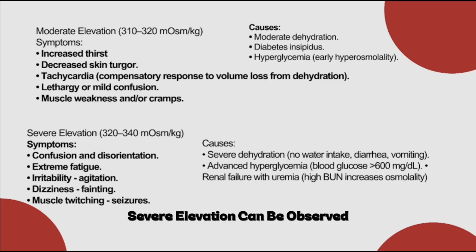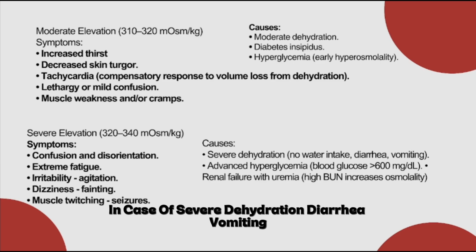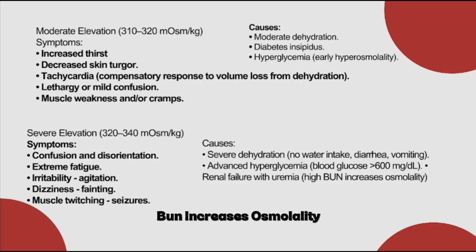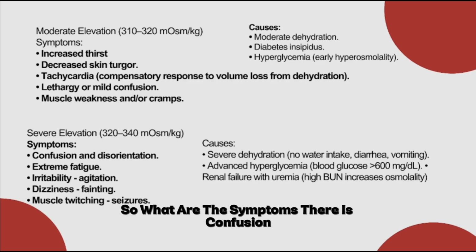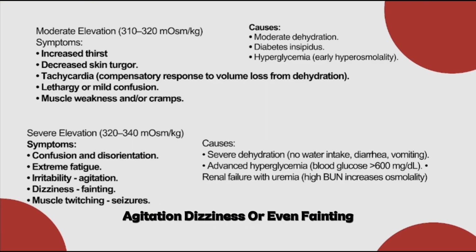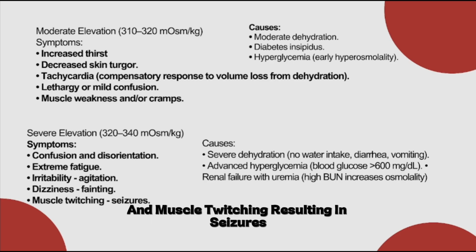Severe elevation can be observed in case of severe dehydration, diarrhea, vomiting and advanced hyperglycemia, where the blood glucose level is more than 600 mg per deciliter. In case of renal failure with uremia, where high BUN increases osmolality. So what are the symptoms? There is confusion, disorientation, extreme fatigue, there is irritability, agitation, dizziness or even fainting, and muscle twitching resulting in seizures.